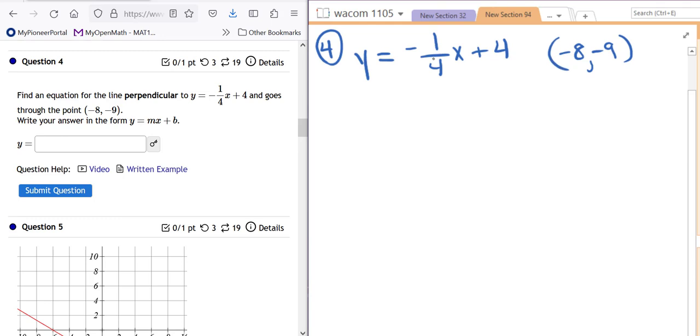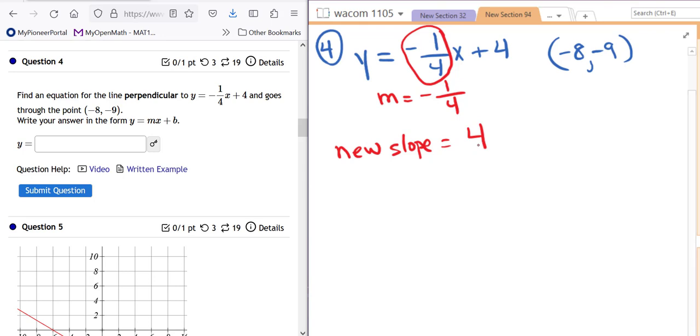All right, and what we need off of this one is the slope. Y is isolated, so we can read the slope right off. So the slope we have is -1/4. We would like to have a line with the slope that is perpendicular. So the new slope should be flip it over and opposite sign. The new slope should be 4.